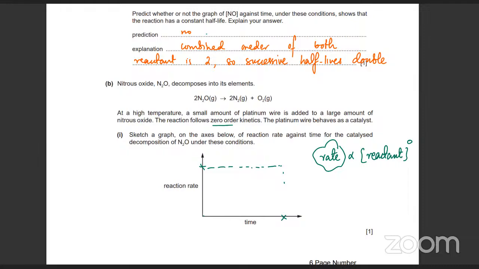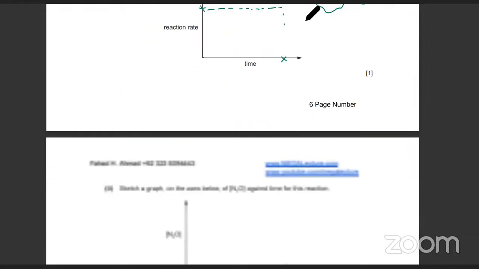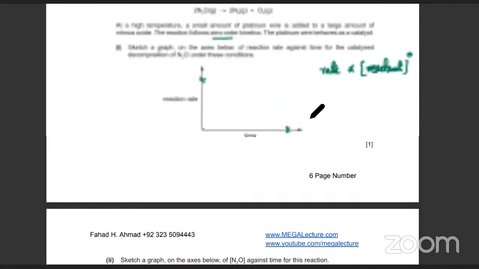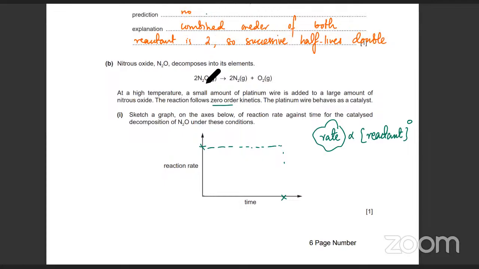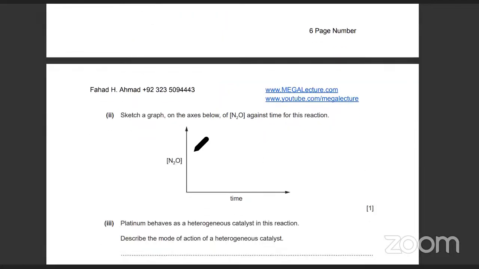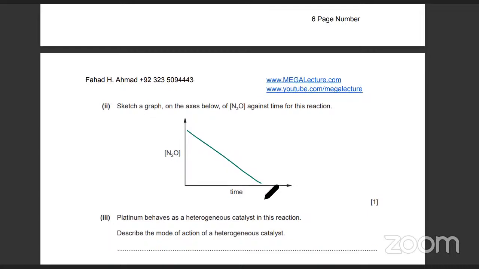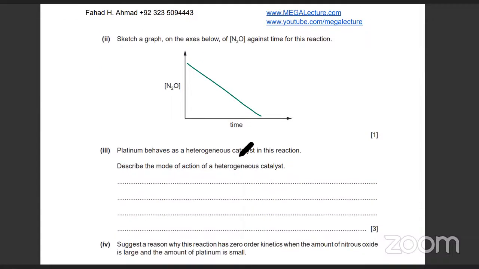Next part. Sketch the graph on the axis below of N2O concentration. Now he's talking about concentration against time for this reaction. So remember, it's zero order kinetics, so what's going to happen? Straight line. The reaction concentration will decrease, but at a constant rate. The rate will not change.